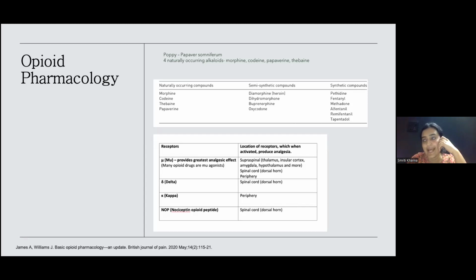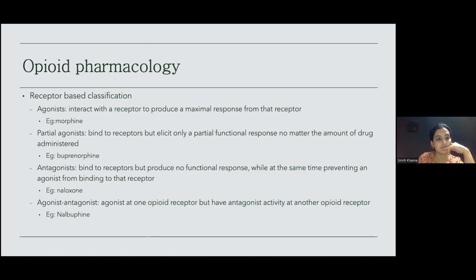And the main analgesic effect is mediated through mu. So most of the opioid drugs are mu agonists. And I've also included some of the locations of the receptors which produce analgesia. It's important to know that we have endogenous opioids in our body anyway, and pain or any nociceptive stimulus produces these endogenous opioids. That's the reason there are so many opioid receptors all over the body. So mu receptors can be found at the supraspinal area, at the spinal cord, and in the periphery. Delta receptors are primarily found in the spinal cord, and kappa receptors are primarily found in the periphery.